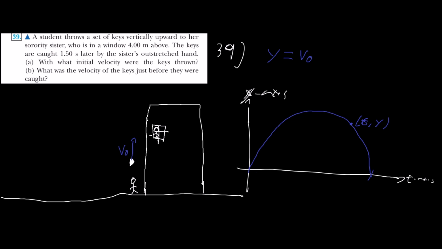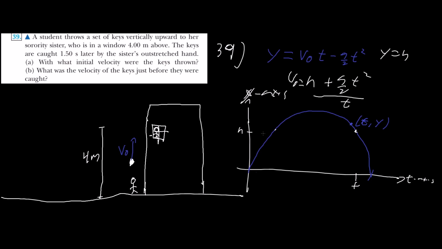She's going to catch it 1.5 seconds later. So y is going to be the velocity times the time minus g over 2 t squared. Let's call h the height, and the height here is 4 meters above. So let y be h. Then the initial velocity is h plus g over 2 t squared, all divided by t. There you go. There's your initial velocity.